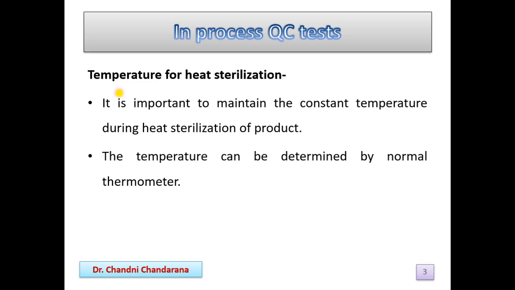Now the next test is the temperature for heat sterilization. It is very important to maintain a constant temperature during heat sterilization of the product. Temperature changes may cause some undesirable changes like change in potency and change in isotonicity. So we have to maintain the temperature during heat sterilization. It is very important. The temperature can be determined by a normal thermometer.